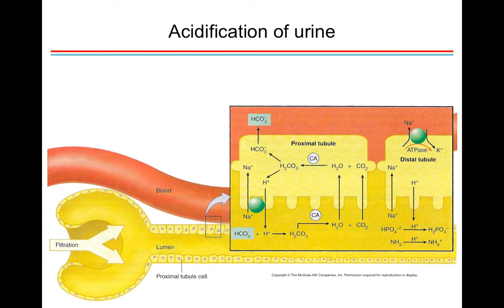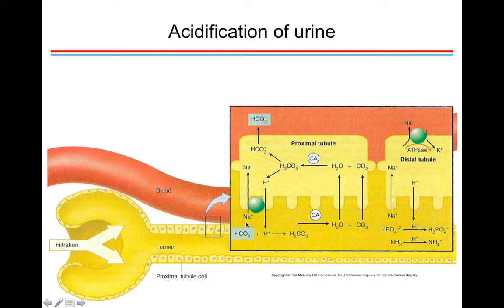In terms of hydrogen ions that can cause the acidification of urine, I'd like to show you an image talking about that. At first, I want to go back to the proximal convoluted tubule because bicarbonate is picked up from filtrate in the proximal convoluted tubule, and I'd like to talk to you about how that happens.